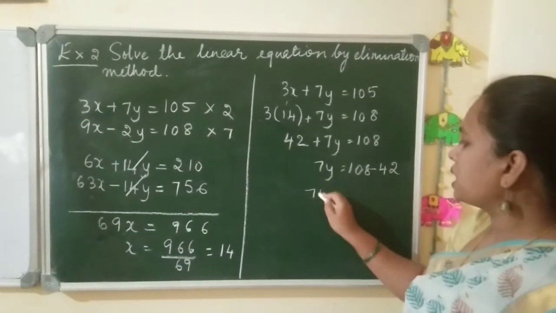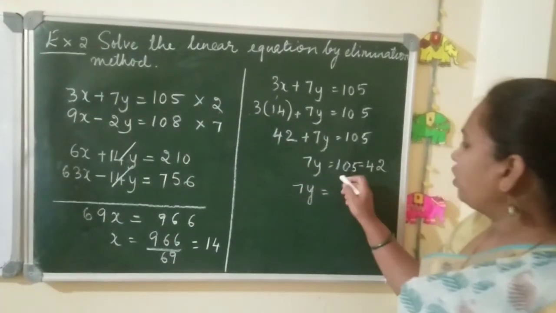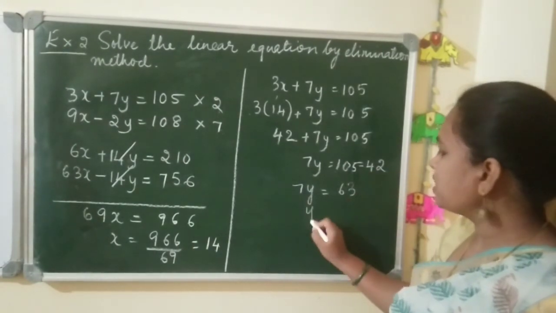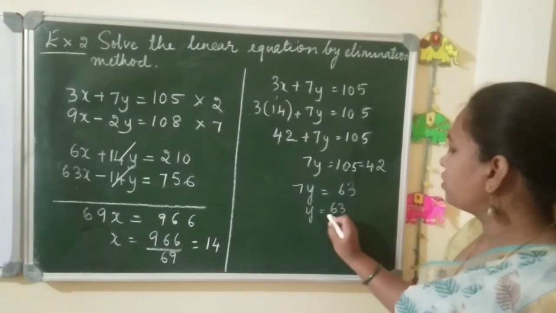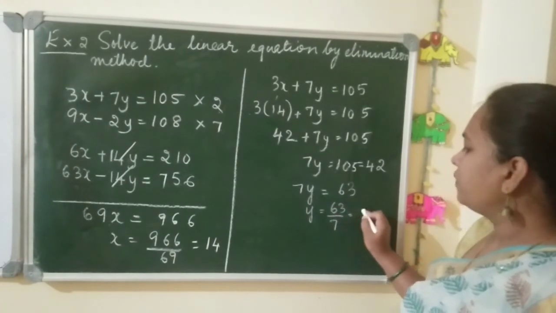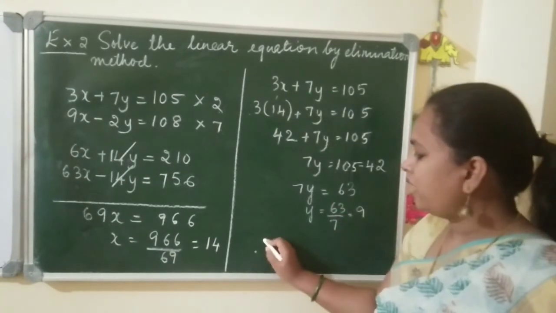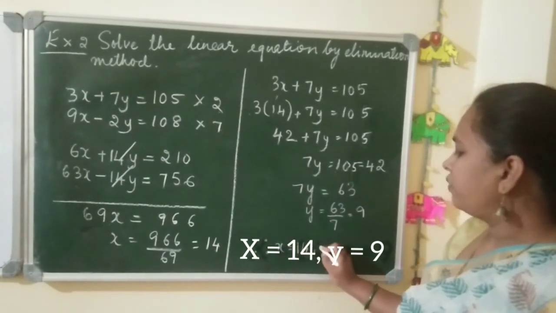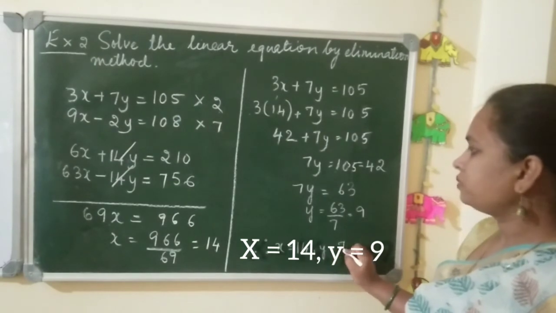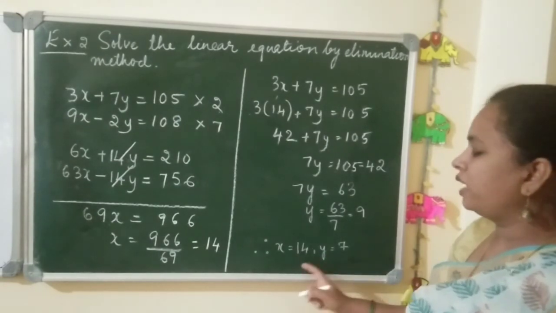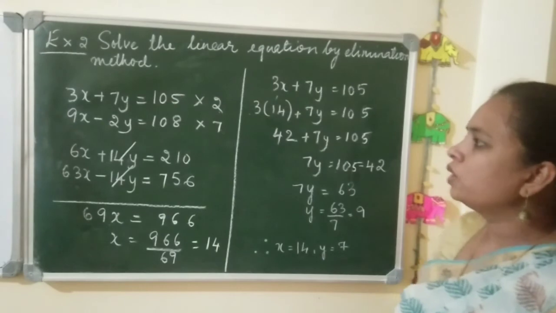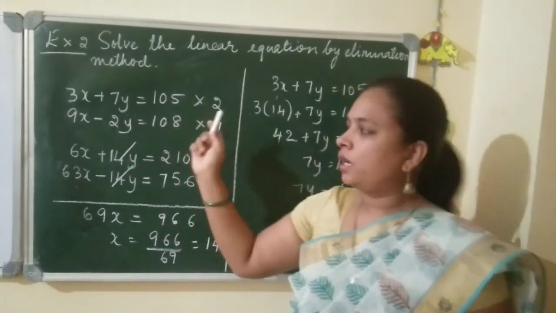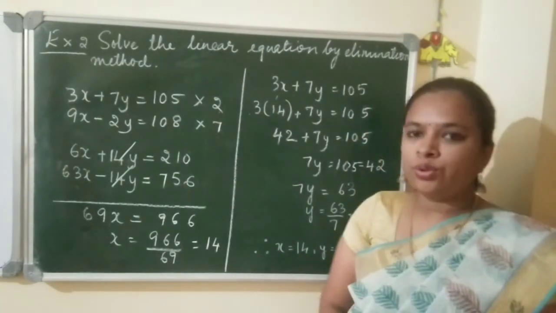All these are the simple steps which you have. Here 105 minus 42 is 63. So what is y value? Y value is equal to 63 by 7, which is equal to 9. Therefore x is equal to 14 and y is equal to 9. If you want, you can verify the x value and y value. You just substitute here. When you are substituting, totally you have to get 105. So this is how you have to solve.